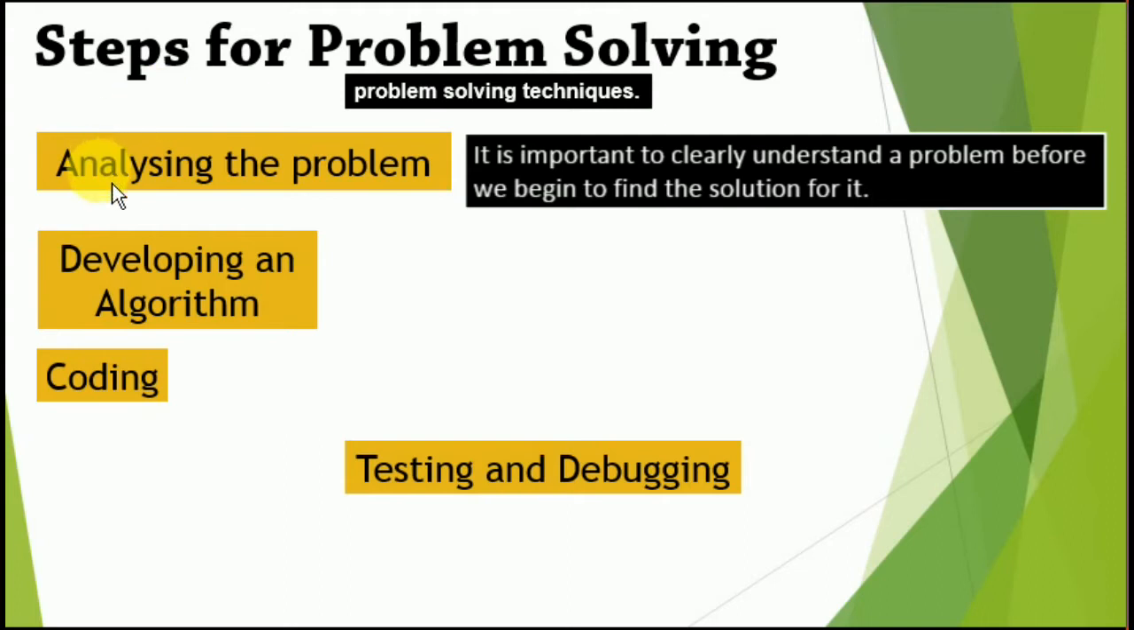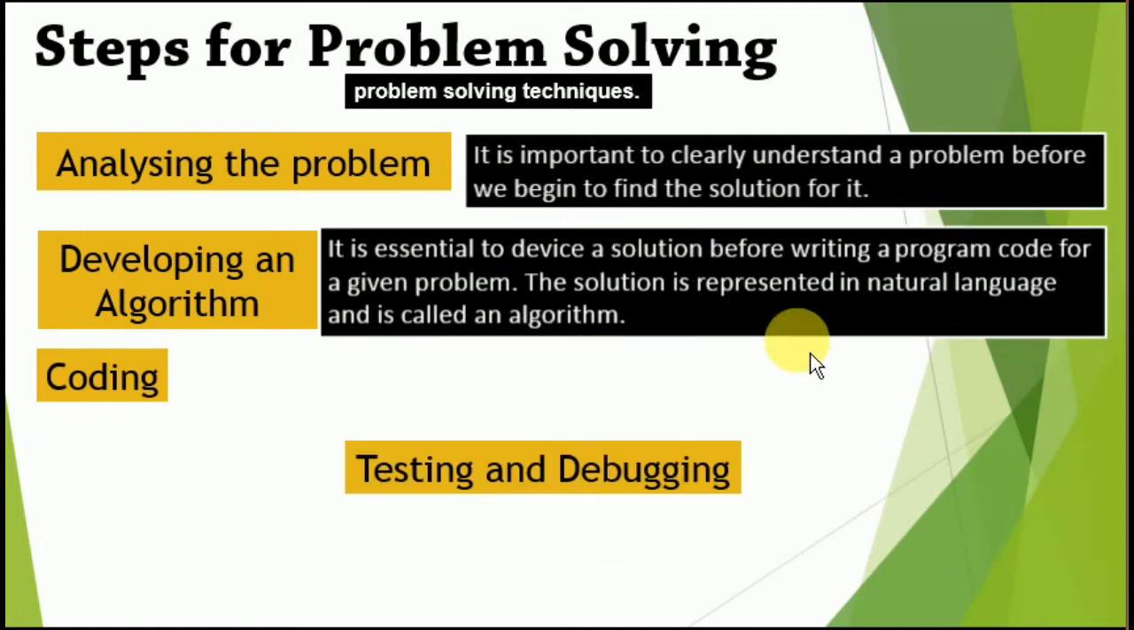Now what is the first thing? Analyzing the problem. First and foremost, before we design a software or something, we have to analyze the problem before we start making the solution. When we analyze that, then we begin to find out the solution. For that, what do we need? Now we need an algorithm. What is the work of the algorithm? It is very essential, because from that algorithm we can write our programming code.